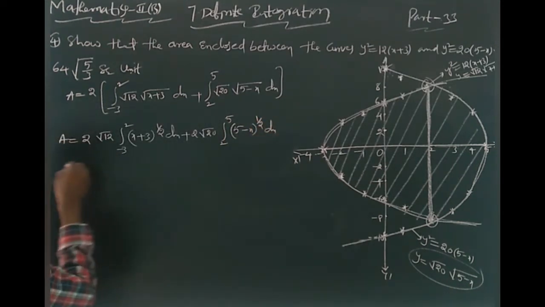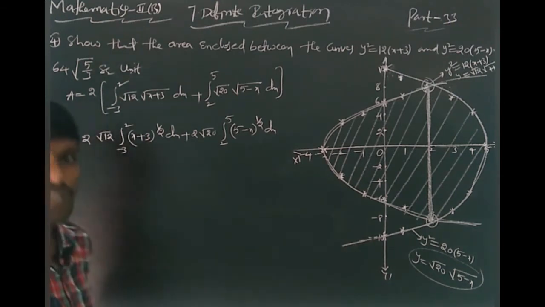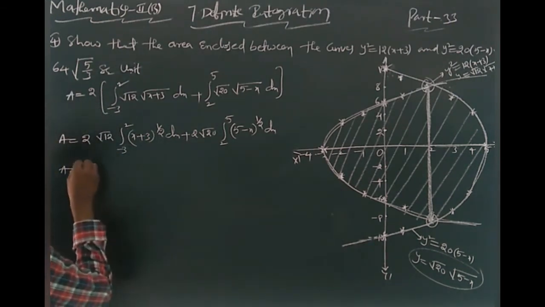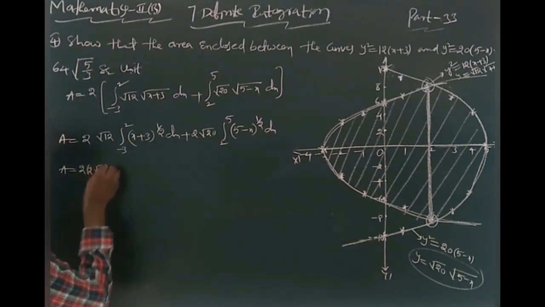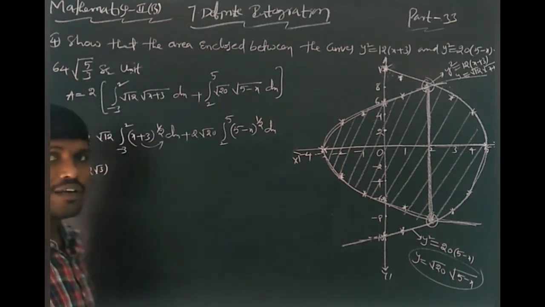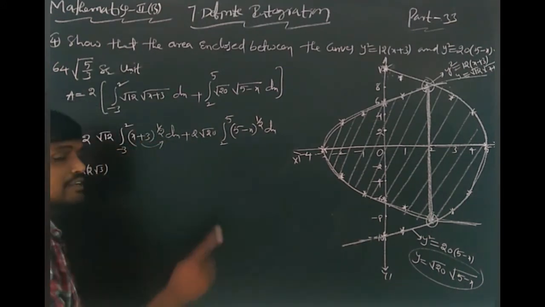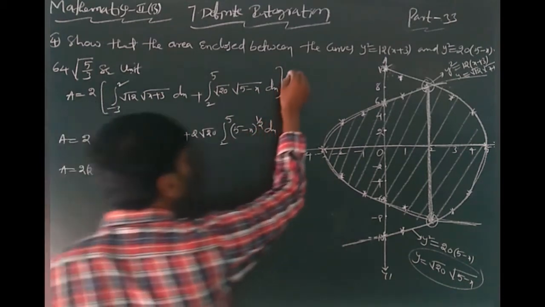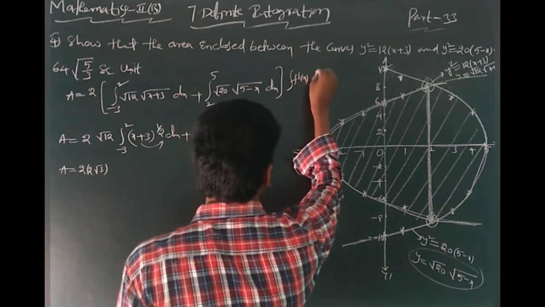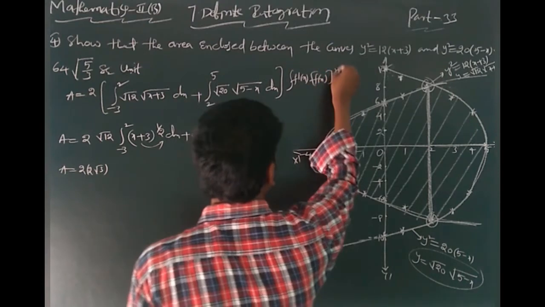After that, square root of 12 is nothing but 2 root 3. Correct or not, students? 2 root 3. 2 into 2 root 3. Here, this derivative of x plus 3 is 1. This is in the form of integral f dash x into f of x whole power n into dx.